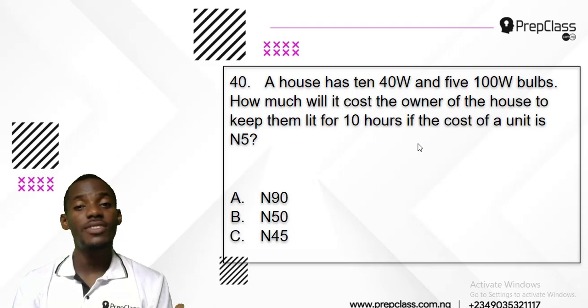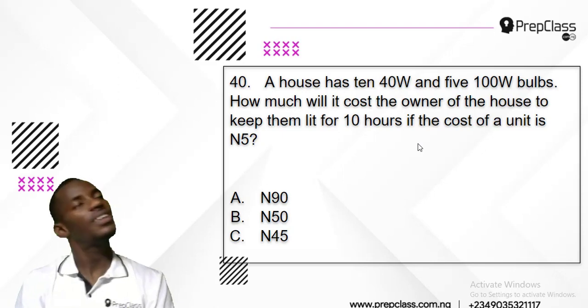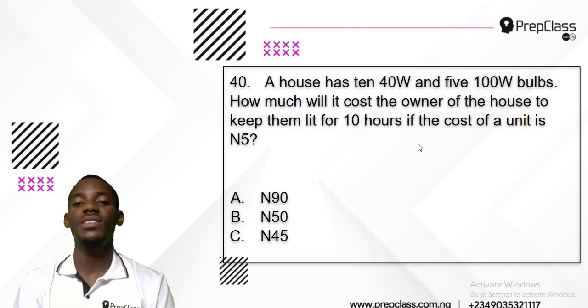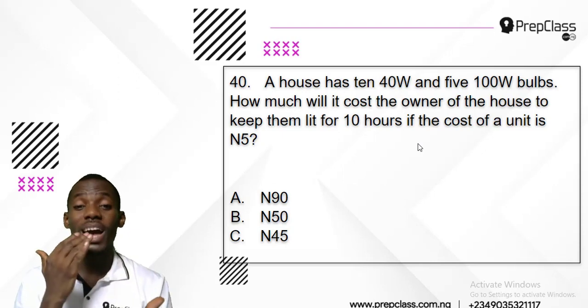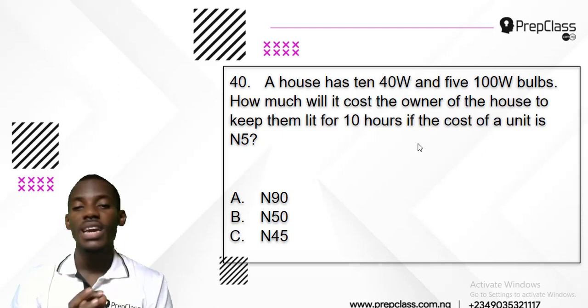Number 40, electric costing. A house has 1040 watts and 500 watt bulb. How much will it cost the owner of the house to keep them lit for 10 hours if the cost of a unit is 5 naira? Now this is electric costing, and I will give you a master formula to find how much electricity is at any time, any day in physics.